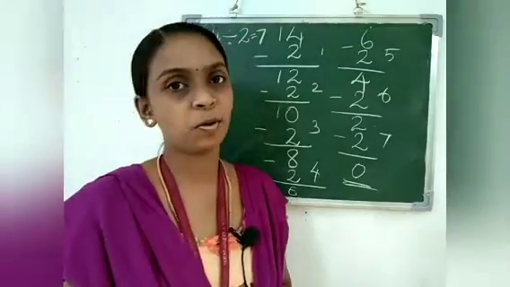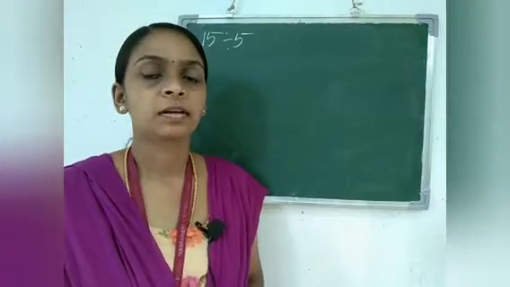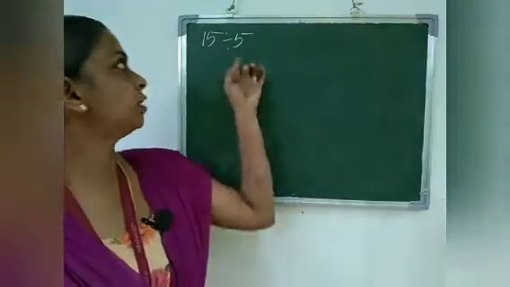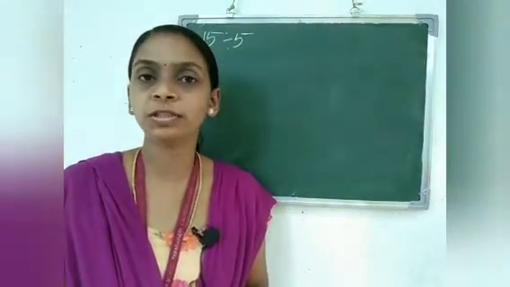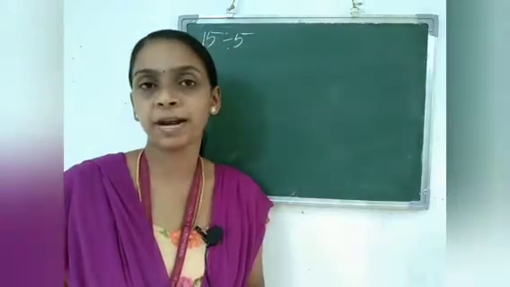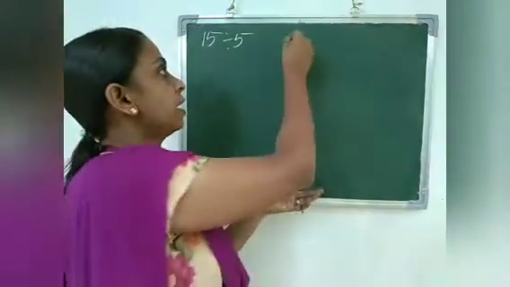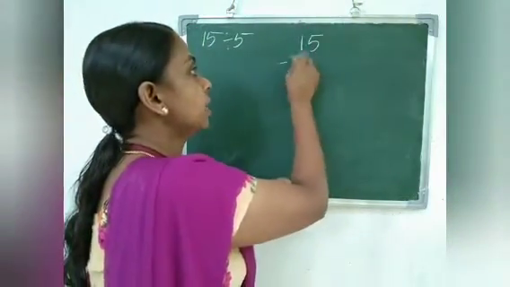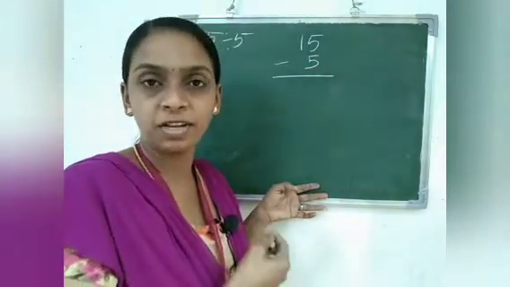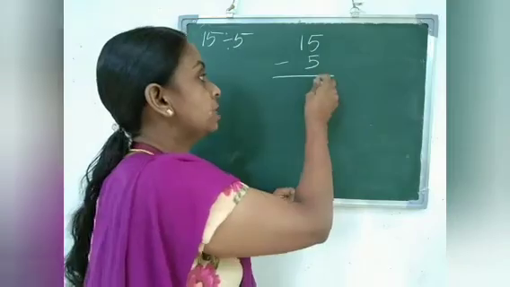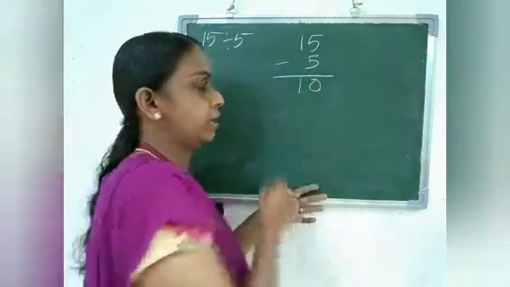I will show you one more example. Now we will do another example. 15 divided by 5. We have to do this division by the repeated subtraction method. So I am starting with the number 15 minus 5. What is 15 minus 5? 5 minus 5 is 0 and 1 here, 10.